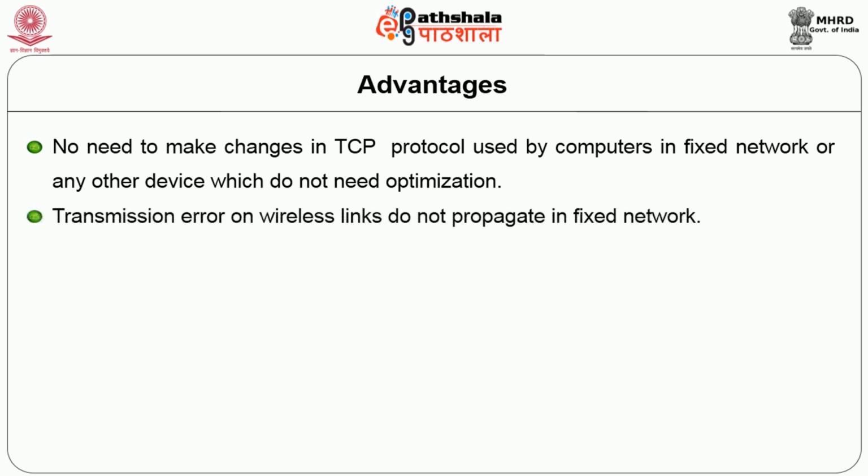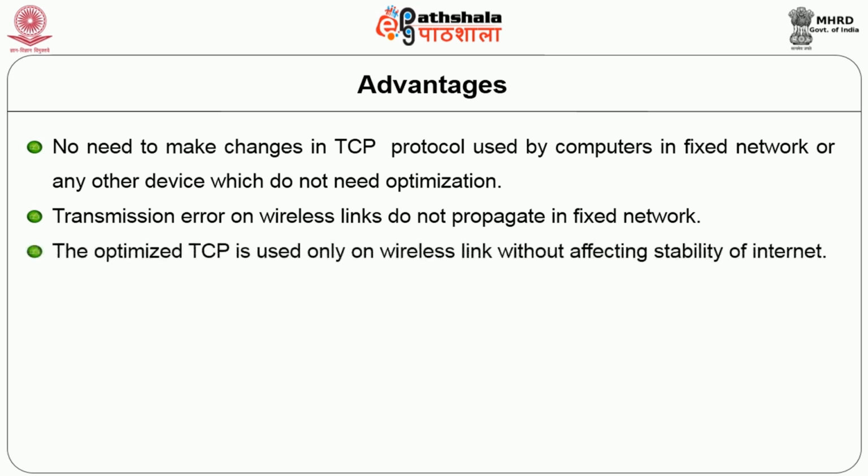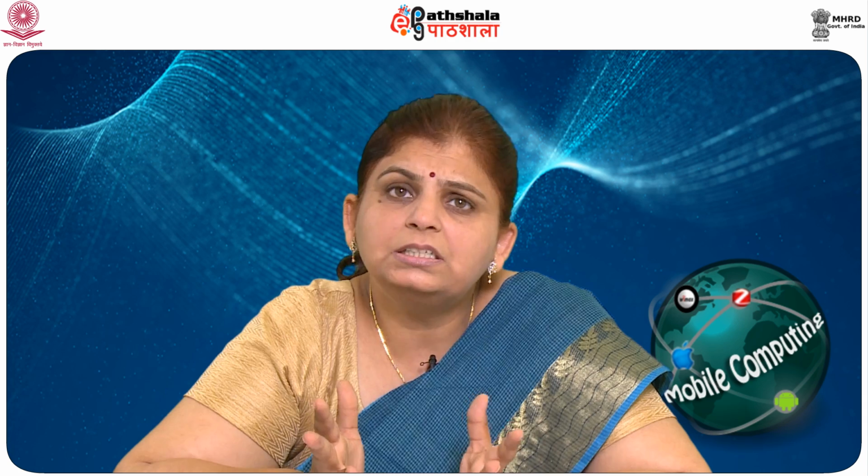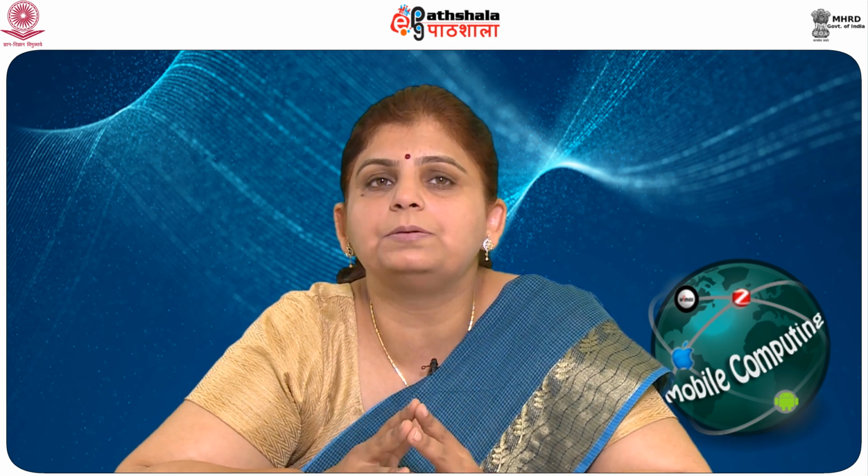Secondly, transmission errors on the wireless links do not propagate in the fixed network. And thirdly, the optimized TCP is used only on the wireless link without affecting the stability of the internet. But this scheme has a very serious drawback. What is it? It changes the entire meaning of TCP.